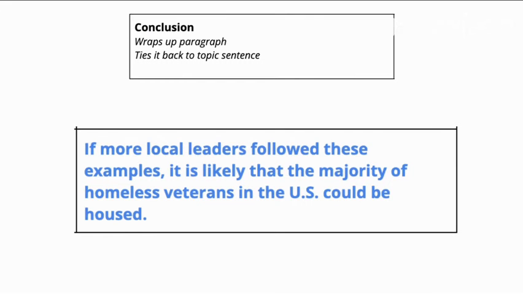So, for my conclusion, I want to make sure it wraps up my paragraph. So I wrote that if more local leaders followed these examples, it is likely that the majority of homeless veterans in the US could be housed. I'm really just restating my topic and emphasizing my overall point that I want readers to take away from my research. If-then statements are a great way to conclude your paragraphs.